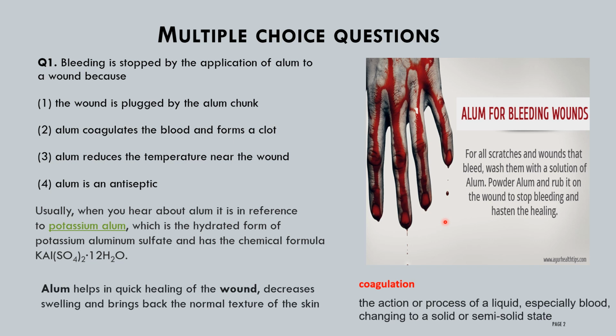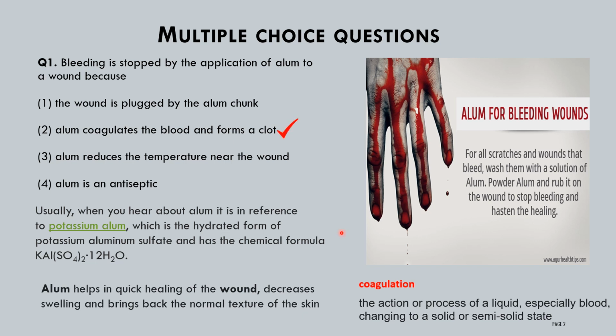This is the main reason why we use alum. One important thing you have to remember, alum will help to coagulate the blood. That point you have to remember. Then alum helps in quick healing of the wound. It decreases swelling also, and brings back the normal texture of the skin. You will get the original structure of the skin also.